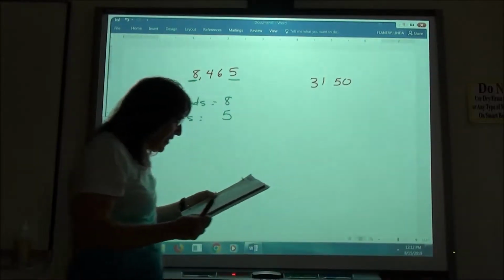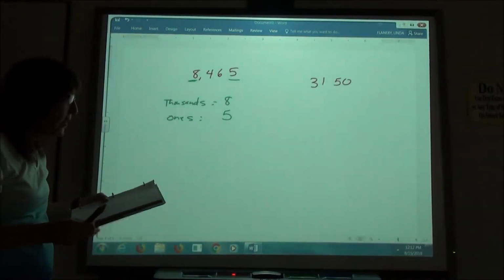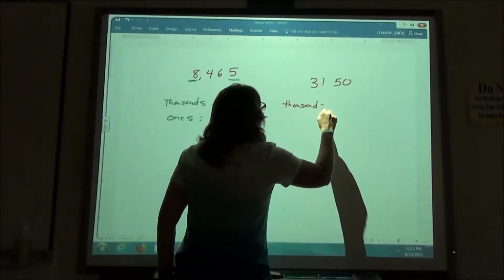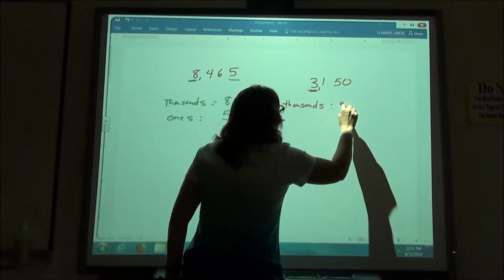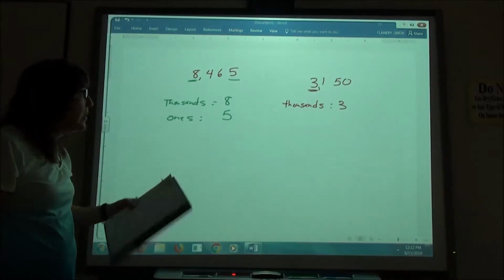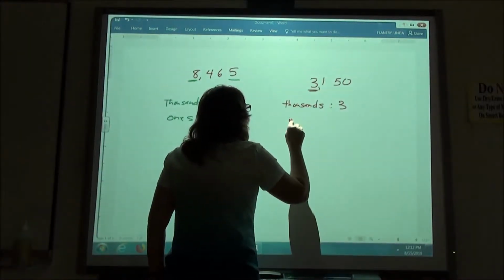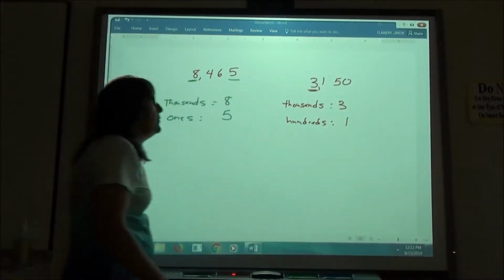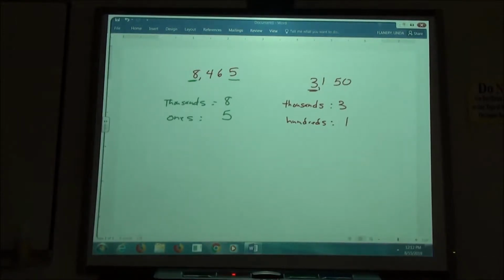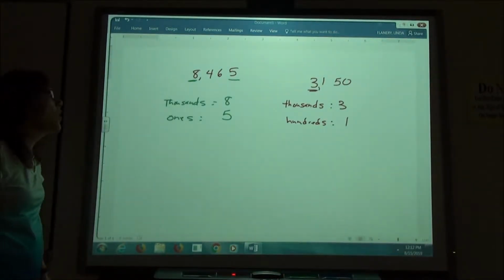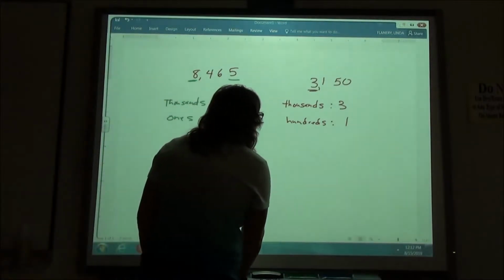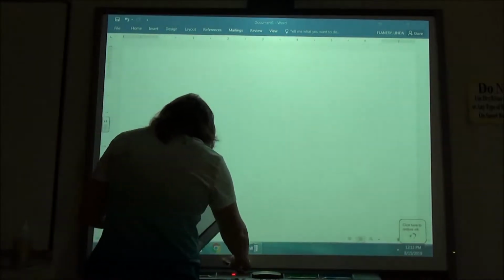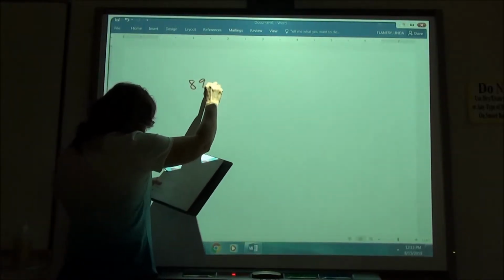The next one says 3,150. We want to identify the digit in the thousands place and the hundreds place. So again, for the thousands place, we have the 3. And if I want the number in the hundreds place, we've got 100, so we're going to put the 1. So 3,150: the 3 is in the thousands, the 1 is in the hundreds, the 5 is in the tens, and the 0 is in the ones place. And the last one of those she has is 8,900.